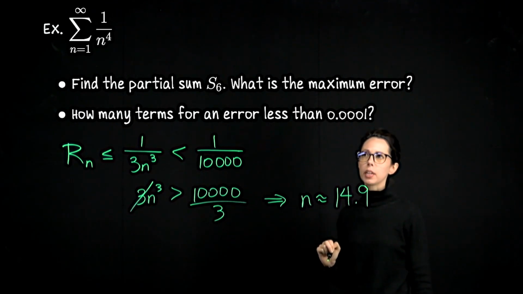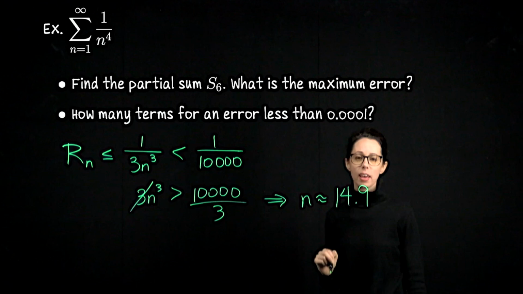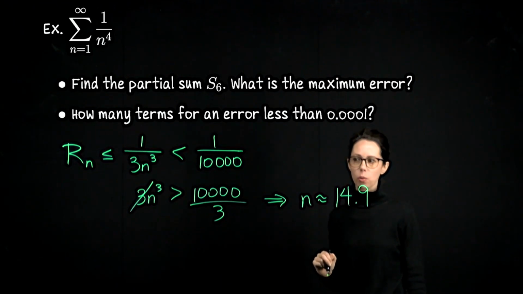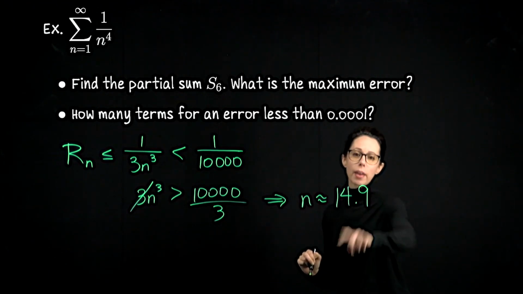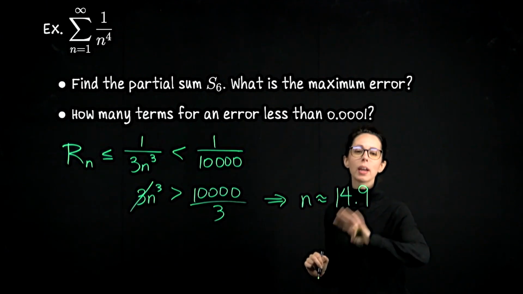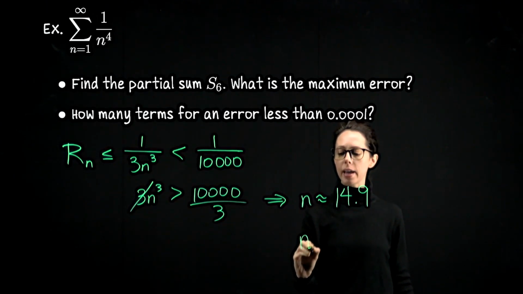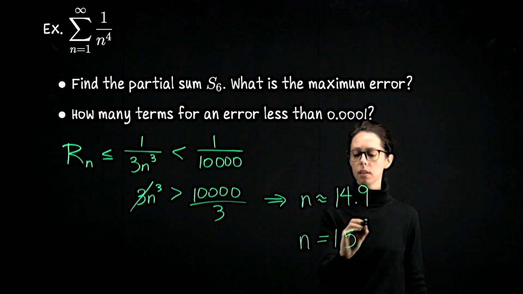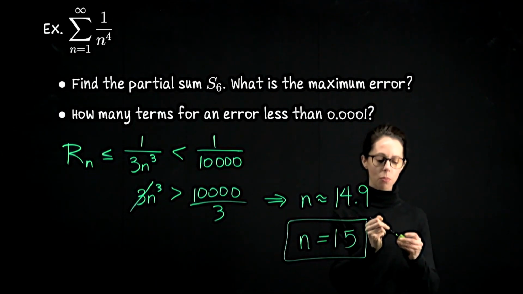We want to know how many terms we need to guarantee that the remainder is no larger than 1 over 10,000. So we always need to round this up. Whether it's 14.1 or 14.9, we should round up. So we would want to add up 15 terms in order to know that our partial sum was suitably close.